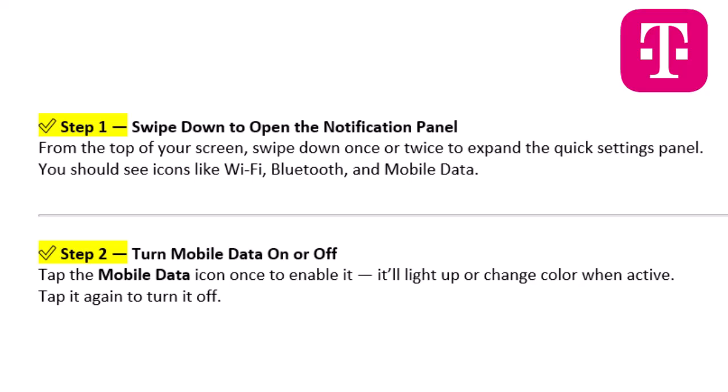Step 2. Turn mobile data on or off. Tap the mobile data icon once to enable it. It'll light up or change color when active. Tap it again to turn it off. If you can't find it right away, don't worry, it's probably hidden in the full panel.